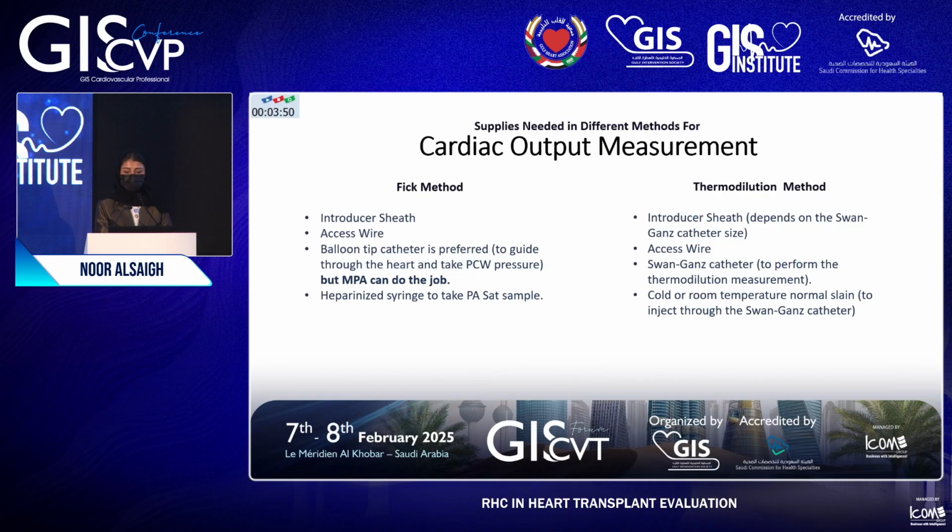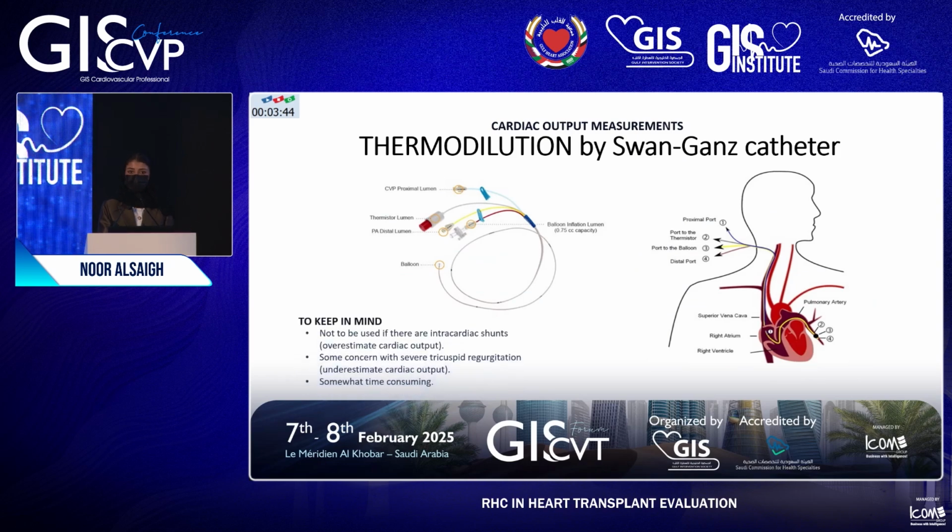So if you decide to go with the thermodilution method, there is some consideration you need to keep in mind, which is that you cannot do it for a patient who has tricuspid regurgitation or a patient who has intracardiac shunts. And why is that? If the patient has intracardiac shunts, it will overestimate cardiac output. On the other hand, if the patient has tricuspid regurgitation, it will underestimate the cardiac output.